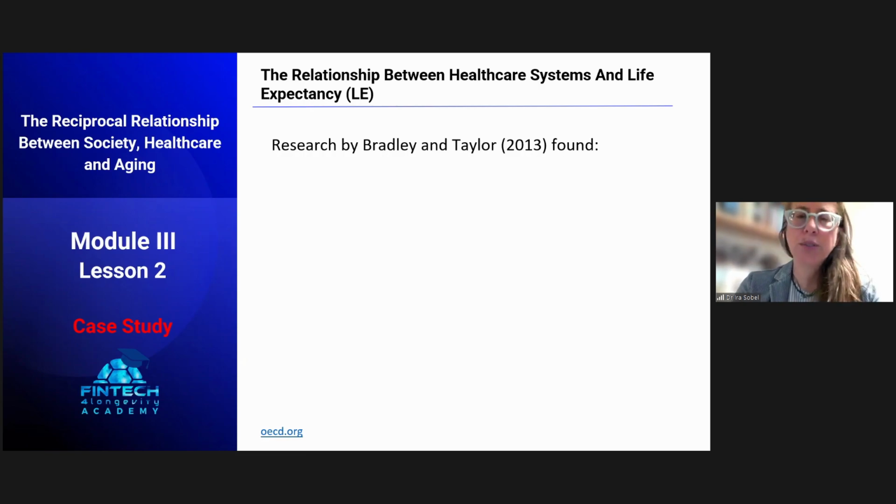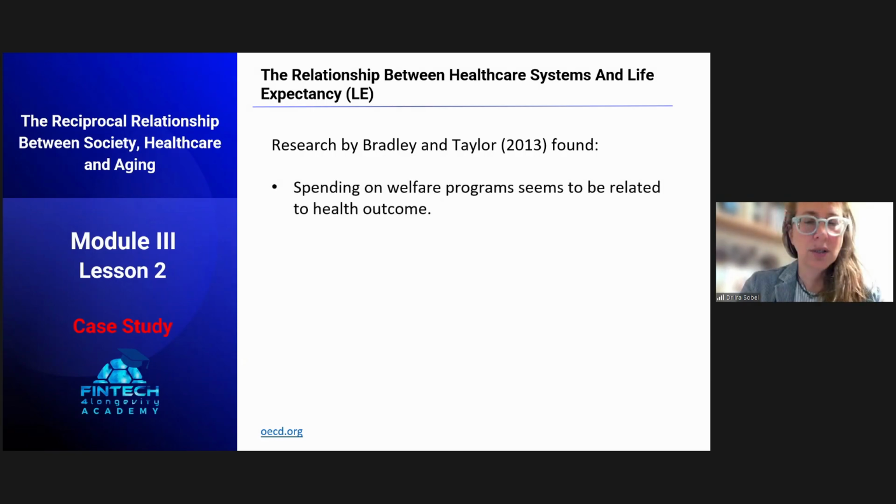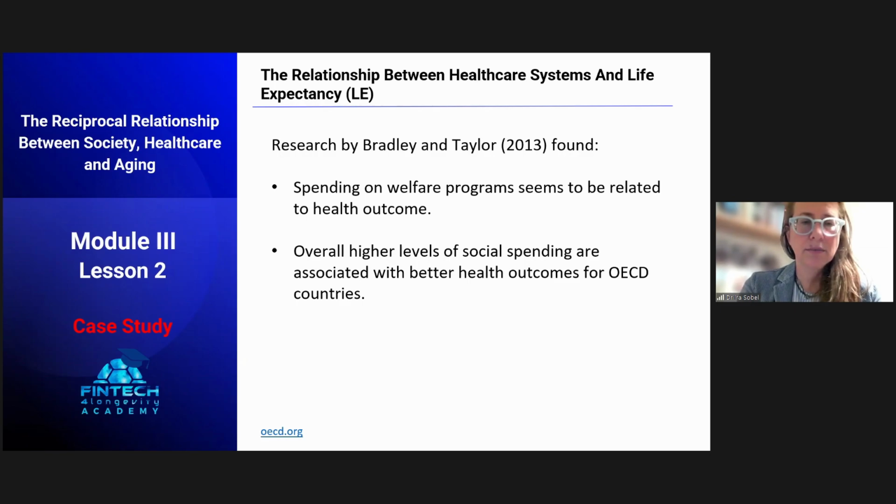Do you remember who said that in the long run, housing may be more important to health than hospitals? A compelling insight is that spending on welfare programs seems to be related to health outcomes. So it's not only about hospitals, it's not only about medications or other medical interventions. Bradley and Taylor emphasize the importance of spending on welfare programs as prerequisites for health outcomes.